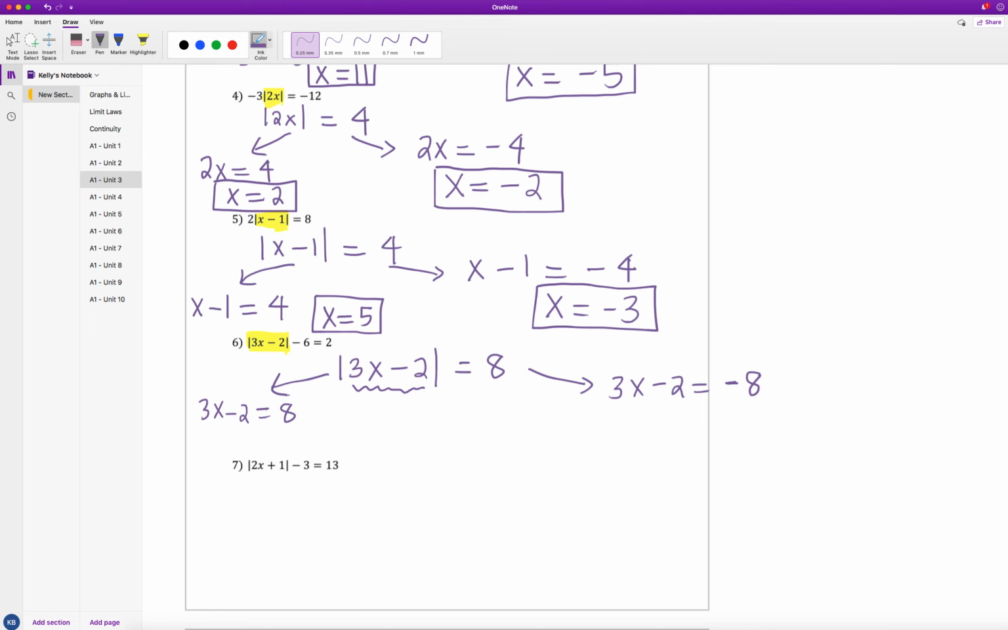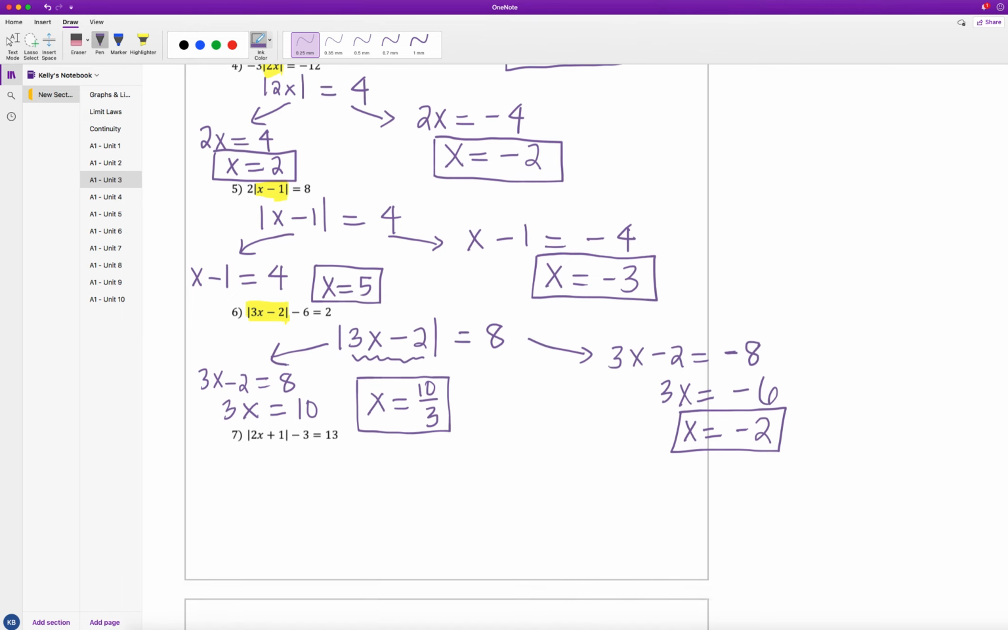Okay, to solve our first equation, I need to add 2. So I get 3x equals 10. And I actually have to do one more step to get x by itself, which is divide through by 3, and we get x equals 10 over 3. I cannot reduce that fraction down anymore, so there's one of our answers. The second answer, our second equation we can now solve. I'm going to add 2 to both sides and get 3x equals negative 6 in this case. And again, I've got to divide through by the 3, so we get x equals negative 2 as our other answer to example 6.